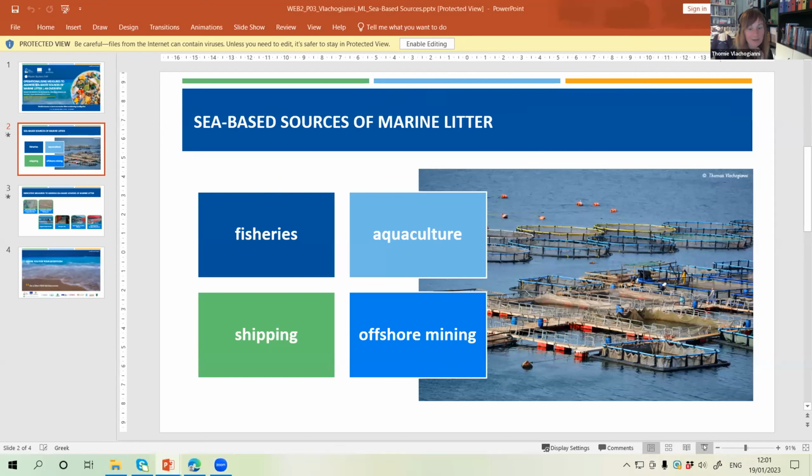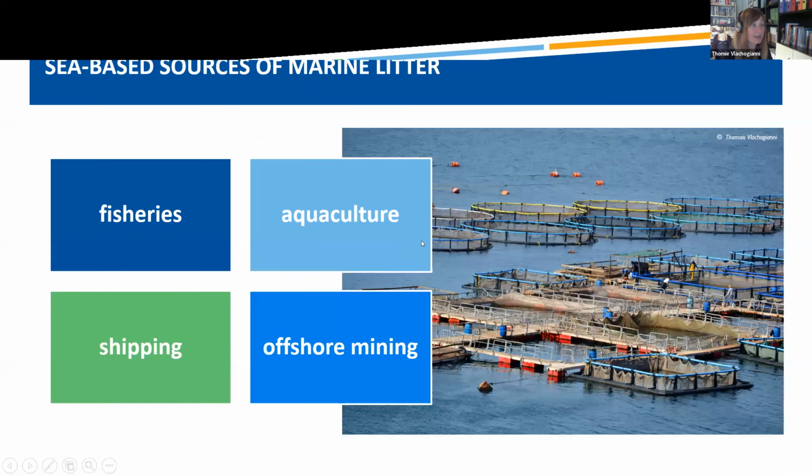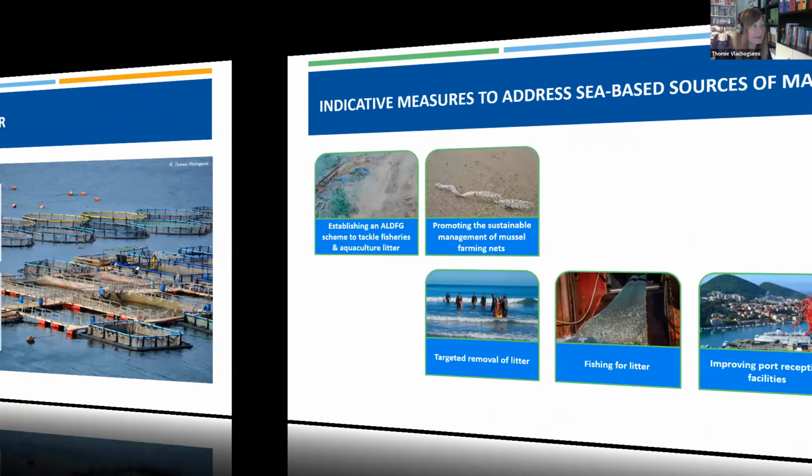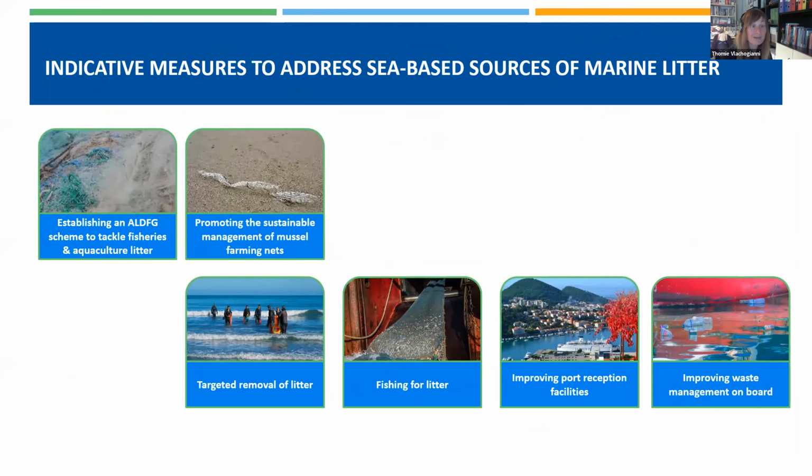Okay. All right. So basically what I wanted to say here is that this particular session will focus on sea-based sources of marine litter. And as we mentioned, sea-based sources are fisheries, aquaculture, shipping, and offshore mining. When we talk about shipping, it could be merchandise shipping, but it could also be tourism and recreational shipping, okay? And there are different measures to address these sources. Obviously, we don't have the time to go through every single type of measure, but here you can see an indicative palette of these measures.